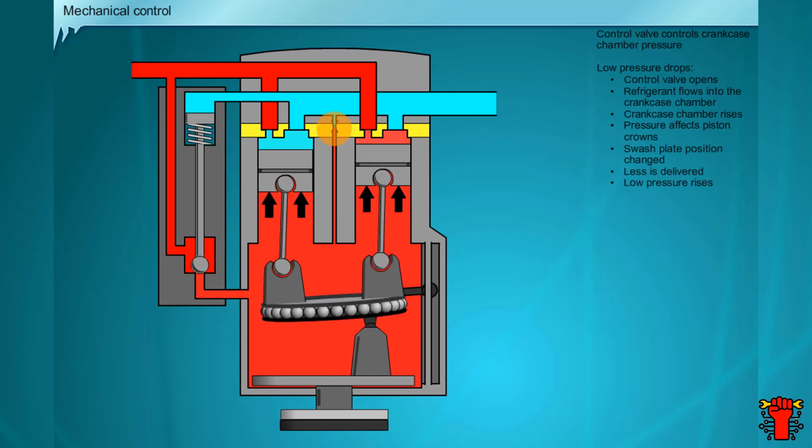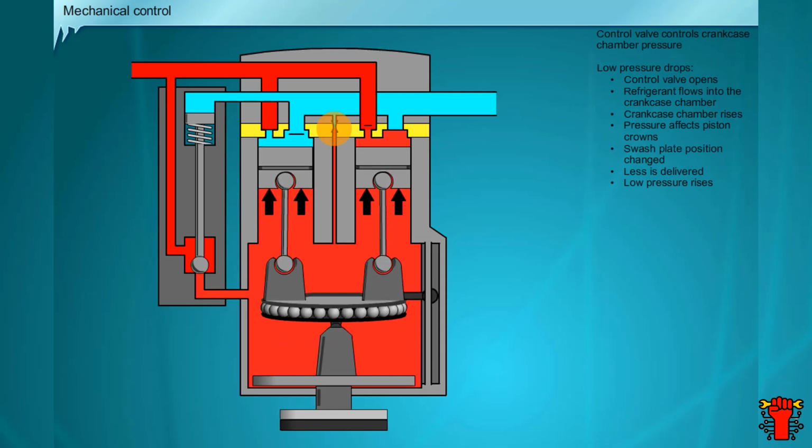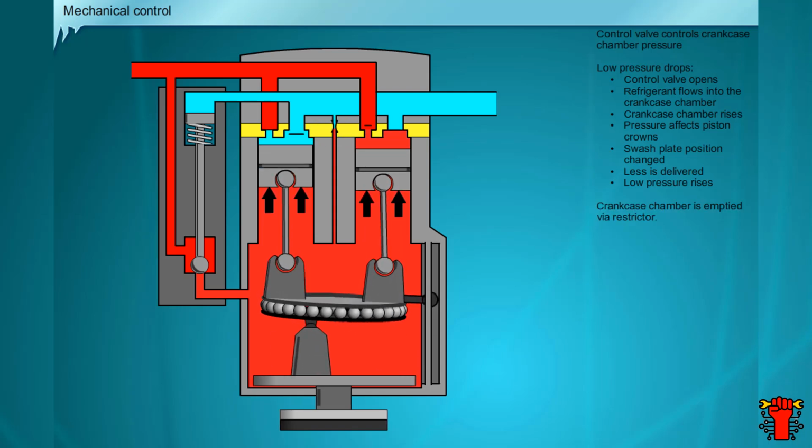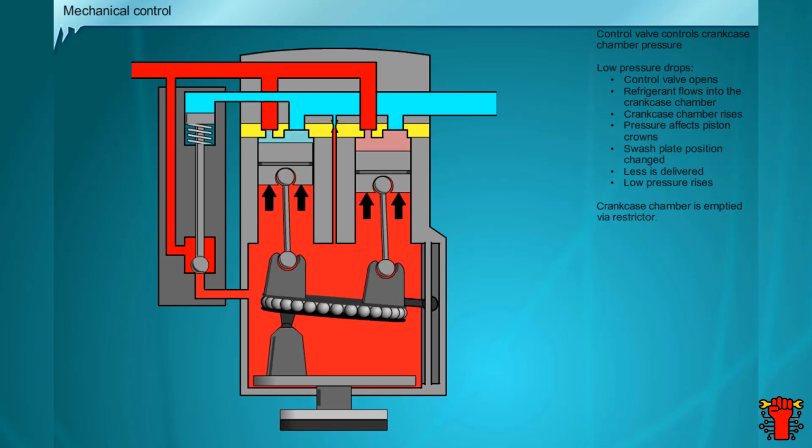A restrictor ensures that the pressure can escape from the crankcase chamber. The compressor thus remains adjustable. As the engine speed decreases, the process takes place in reverse. The control range of the mechanically controlled compressor is 5 to 100%.